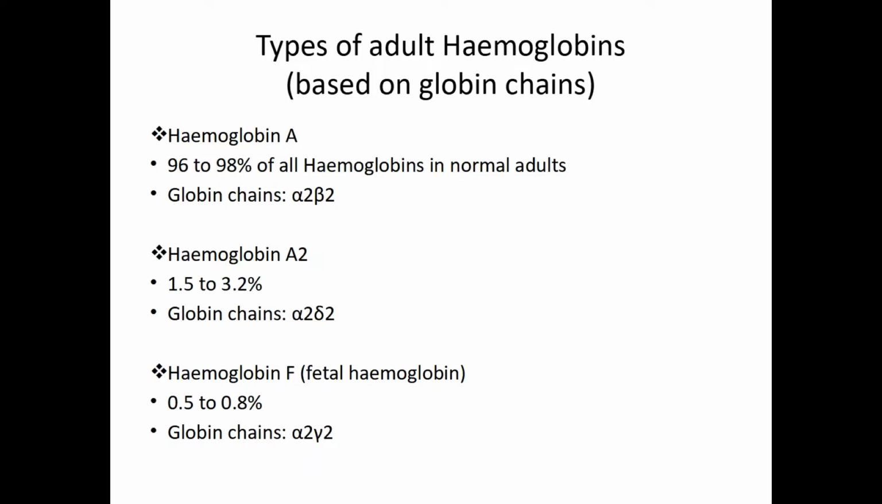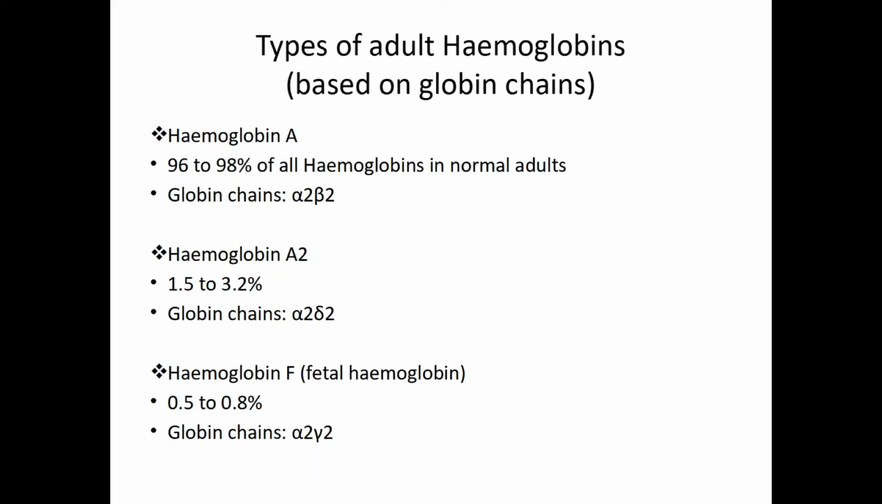Moving on, let us now discuss the types of adult hemoglobins. There are 3 types: hemoglobin A, hemoglobin A2 and hemoglobin F. Out of these 3, hemoglobin A is the most abundant hemoglobin in adult life and comprises 96 to 98% of all hemoglobins. The globin chains in hemoglobin A are 2 alpha and 2 beta.